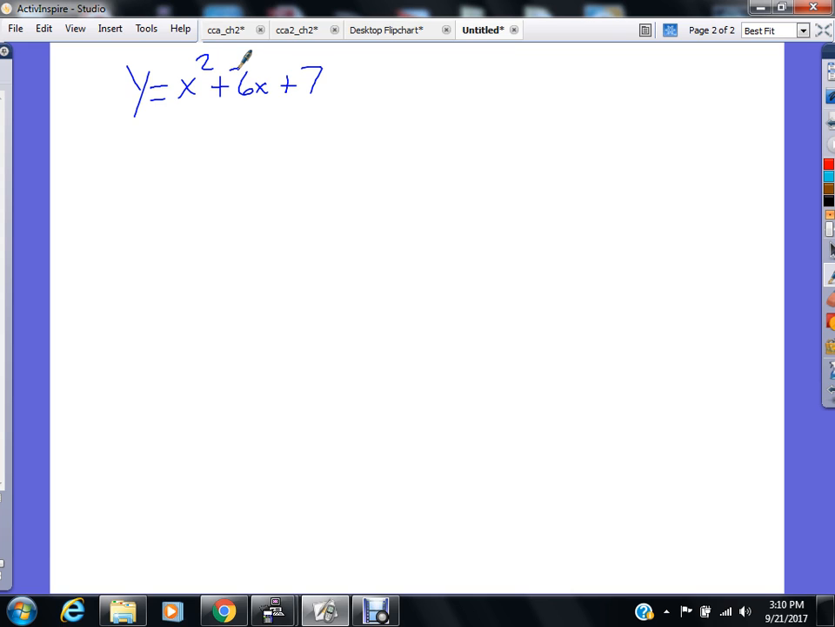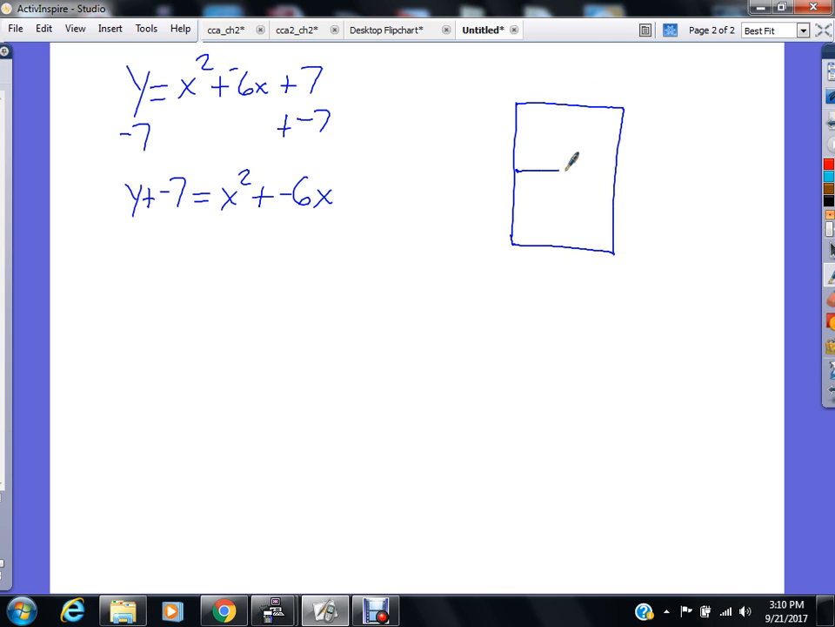Now again, for completing the square, we need to empty out this spot at the end. So I'm going to add a negative 7 to both sides. So I have y plus negative 7 is equal to x squared plus a negative 6x. Now I'm going to use the generic rectangle and I'm going to make it into a square.